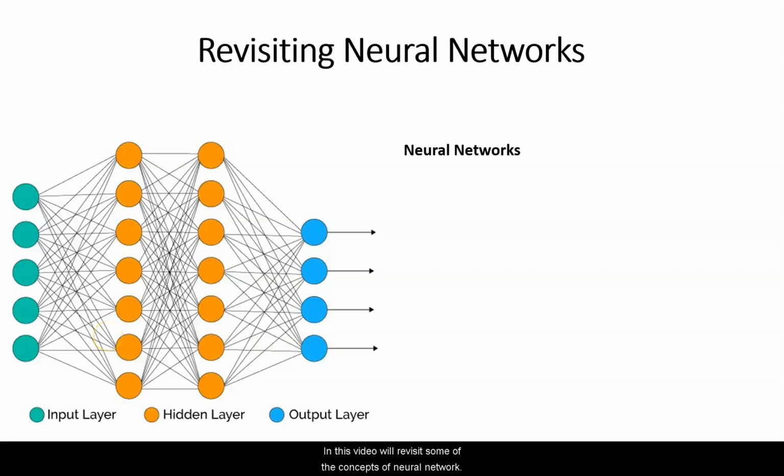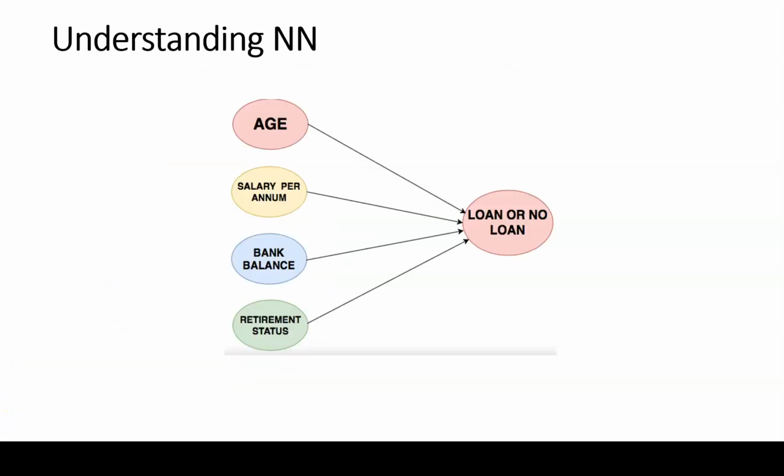In this video, we will revisit some of the concepts of neural networks which you should have already studied in your AI algorithms course. Suppose, let us imagine that you work for a bank in the loan department, and you need to build a model for predicting whether a customer has to be provided a loan or not.